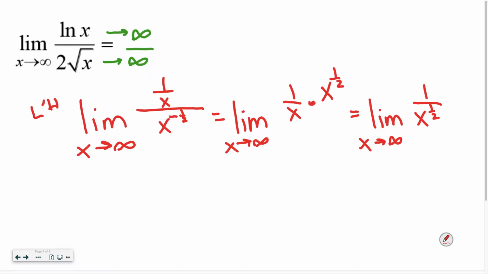So now we can reevaluate our limit. We have 1 over radical x. Well, we already know that radical x grows towards infinity. So if we have 1 over something growing towards infinity, what happens to our fraction? It gets smaller, goes to 0. Since the denominator is growing to infinity, our fraction as a whole goes to 0.